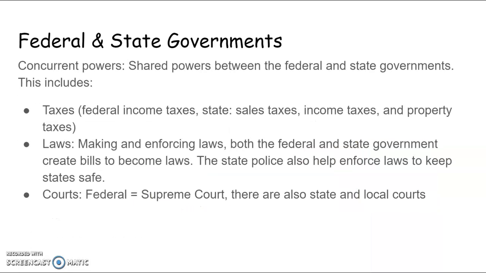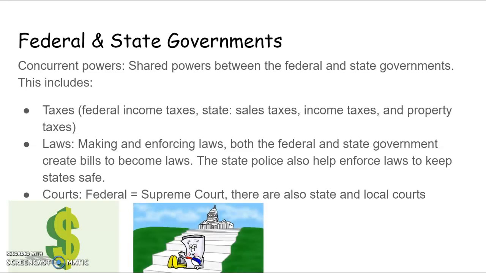Concurrent powers, those are the shared powers between the state and federal governments. And these include taxes. So the federal government issues federal income taxes. The state government has localized, like sales taxes. Like Virginia has a lower sales tax than Tennessee, but our food taxes are different. The state level also works with income taxes and property taxes.